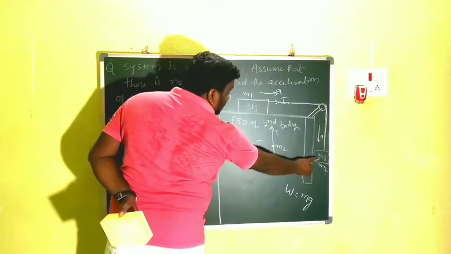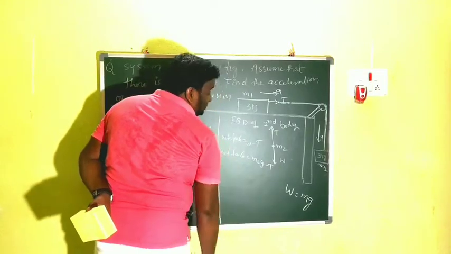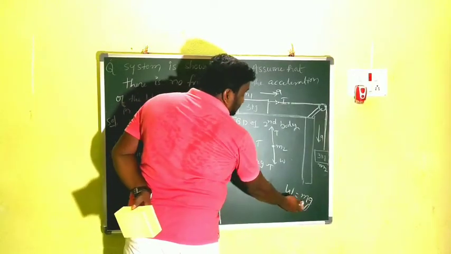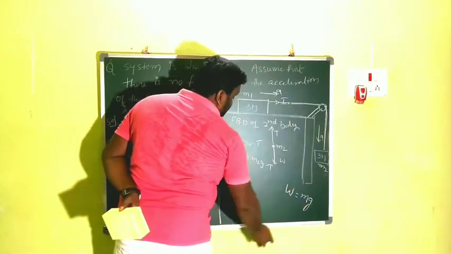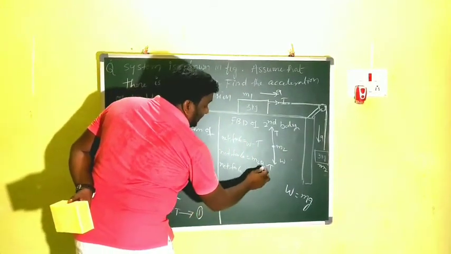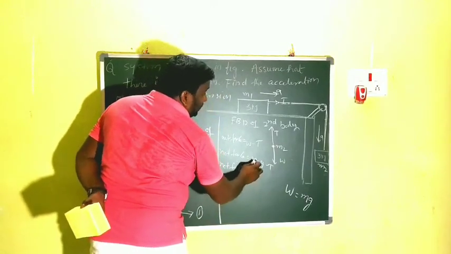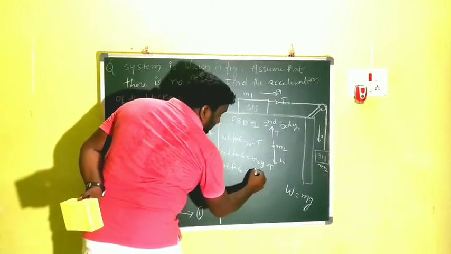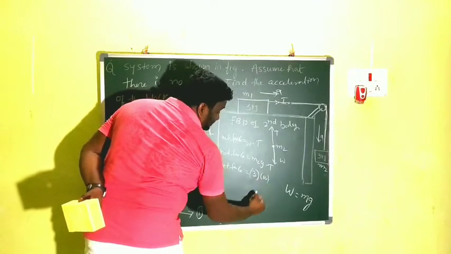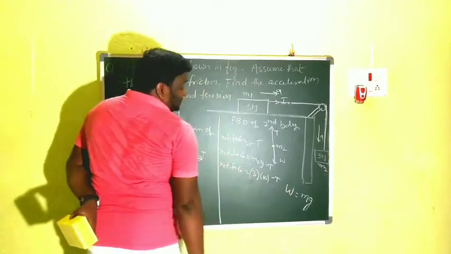This is the formula. Clear? Here what is the mass? M2. That's why I am writing M2g minus T. We know that W is equal to mg, so instead of m, we write M2. Then net force is equal to M2g minus T. Here M2 is 3 and g value is 10, so 3 into 10 minus T. Clear?